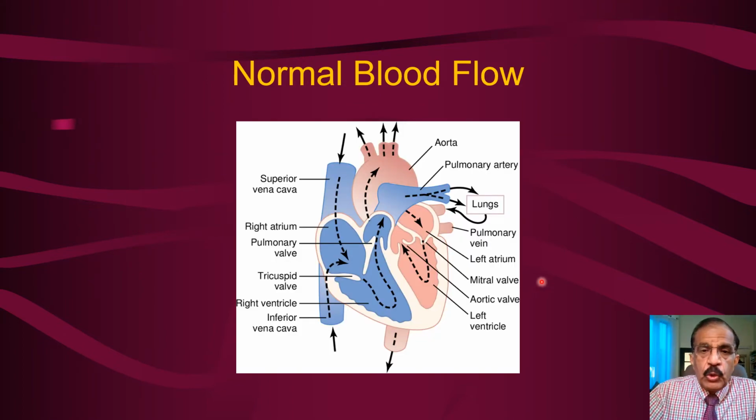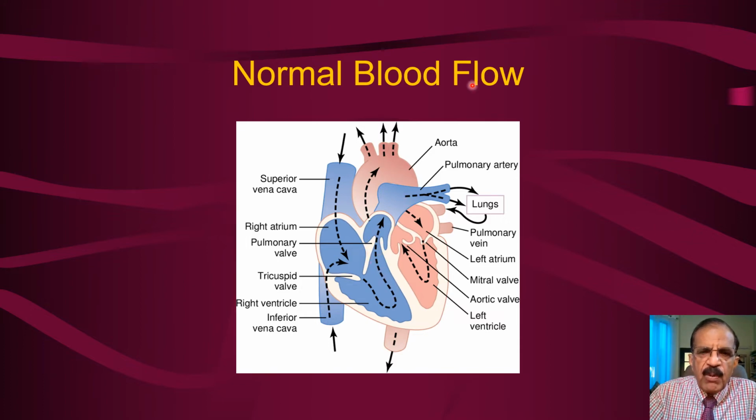Now this picture shows you the normal blood flow, and you can see that the blood is received from the periphery and first it goes to the right atrium, and this is the tricuspid valve, the valve between the right atrium and right ventricle. It comes to the right ventricle. From the right ventricle it goes to the pulmonary artery through the pulmonary valve.